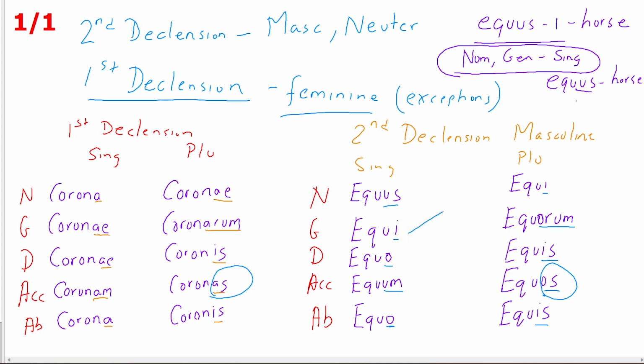Then we see that the genitive singular and nominative plural is the same. Dative singular and ablative singular is the same. In the accusative singular, you had ending with am, here it ends with um. Okay, so these are some of the similarities that can help you to remember the endings.